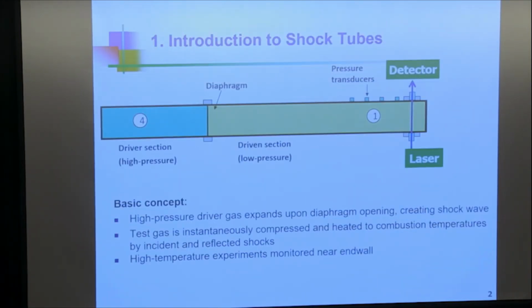So we label these regions. Region 1 is the gas we're going to shock, at condition 1. Region 4 is the driver section at high pressure, usually helium, because you want a high sound speed gas. So it's often helium or helium nitrogen mixtures. You want to have a high sound speed ratio between 4 and 1. Basic concept is you open the valve and it's like a piston. The gas comes out, produces a sound wave that steepens into a shock wave in about 10 diameters and then proceeds down the tube.